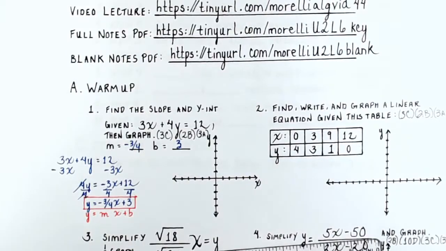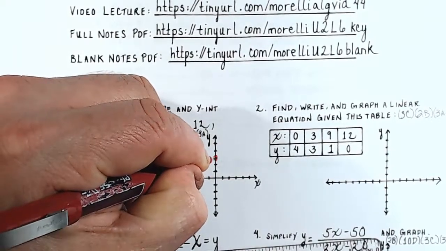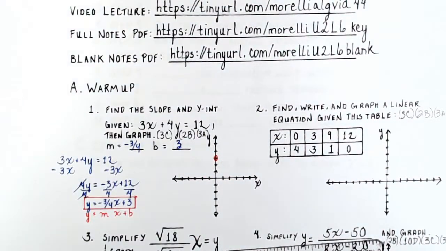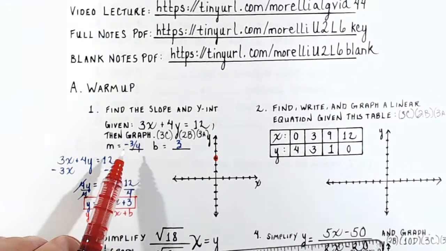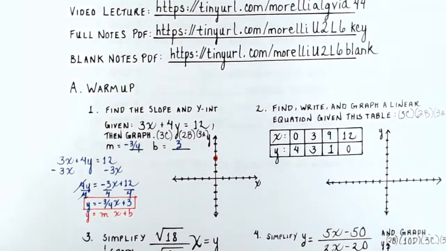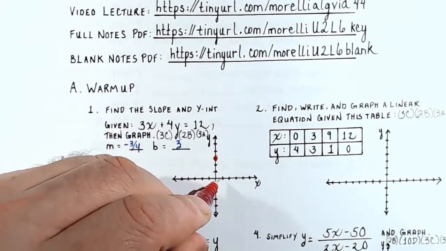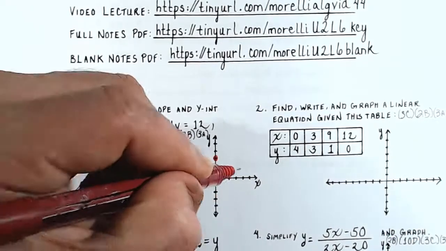And we can plot the y-intercept at (0, 3). Because we don't have another value to work with, we can use rise over run, or in this case, because it's a negative slope, fall over run. So we go down 3 and over 4 to the right. So down 3: 1, 2, 3, over 4 to the right: 1, 2, 3, 4.